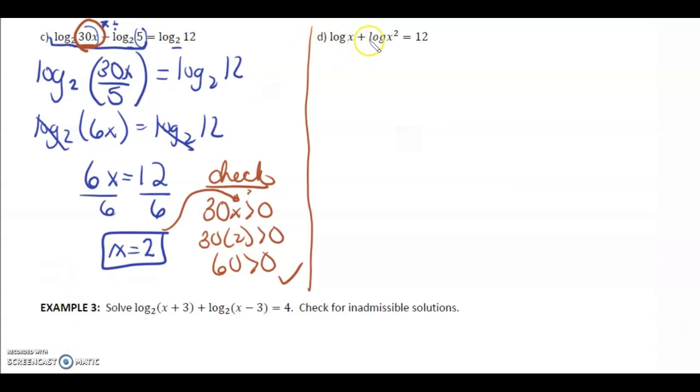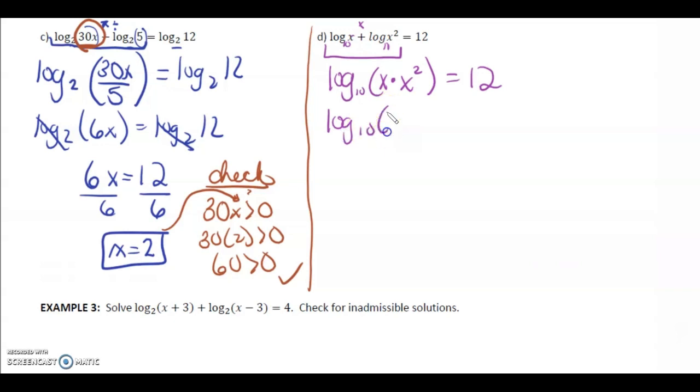D, log x plus log x squared equals 12. Both of these are base 10, so let's collect the x and the x squared. Since they're added, we're going to multiply them: log base 10 of x times x squared equals 12. Obviously x times x squared is just x cubed. So now we're dealing with log base 10 of x cubed equals 12.